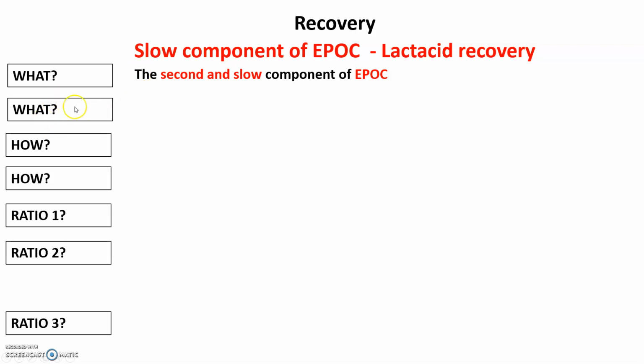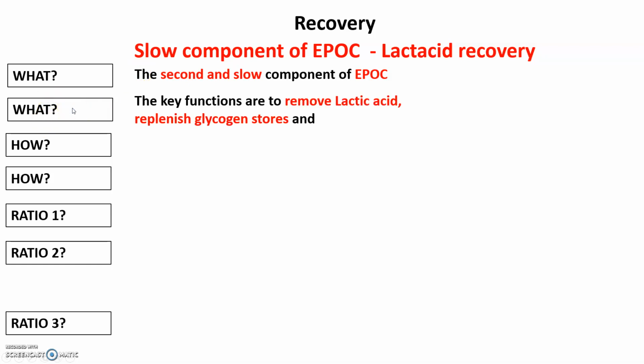Now, what is the key function of the slow component? It is to remove lactic acid and replenish glycogen stores. That's our real key focus for today. So the how, and this is really important: post-exercise, lactic acid readily converts back to pyruvic acid.